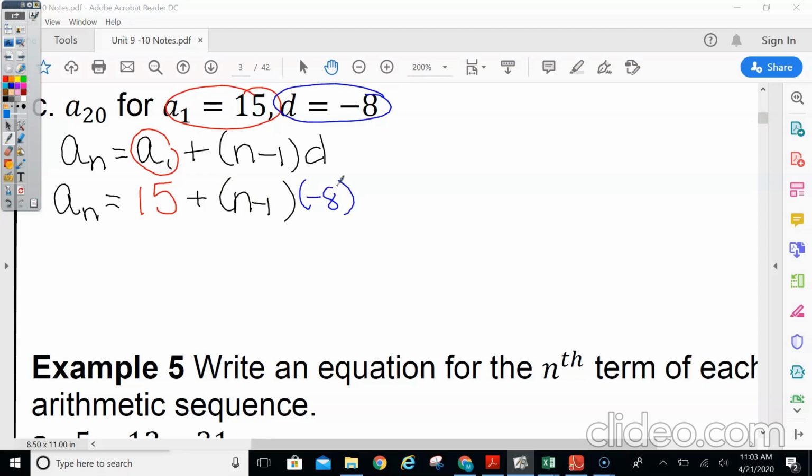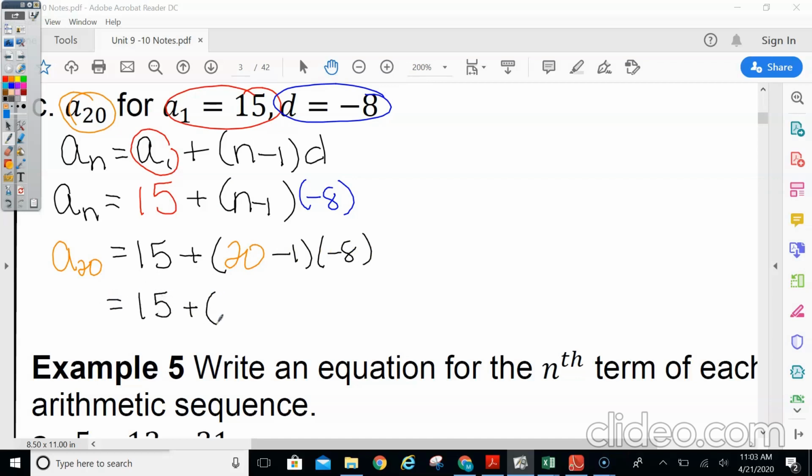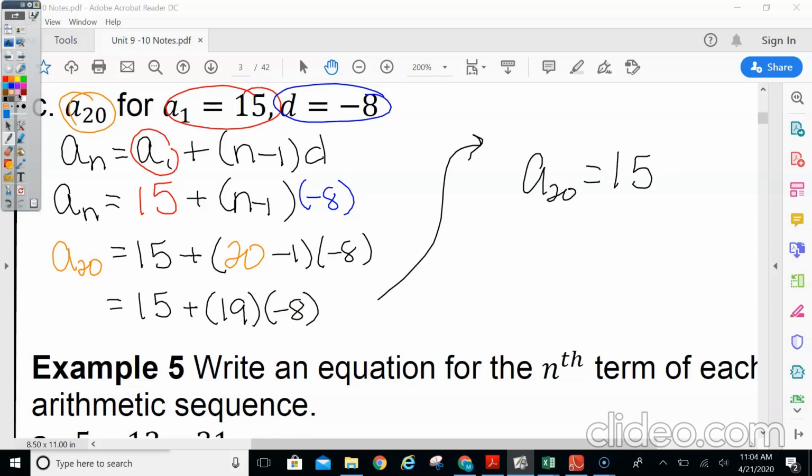So here, it wants me to find a sub 20, which is the 20th number in the sequence. So for a sub 20, we're going to use 15 plus 20 minus 1, and we're going to multiply by the negative 8. So multiply our parentheses first. We get 19 times the negative 8. So then we're going to multiply. 19 times negative 8 here is negative 152. So here we're going to end up subtracting since it's negative. So a sub 20 is 15 minus 152, which is negative 137.